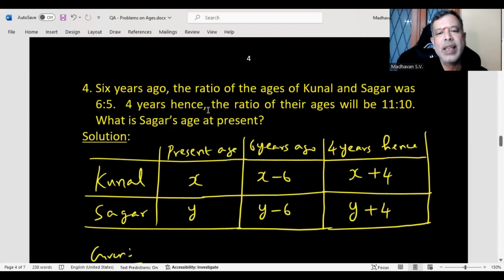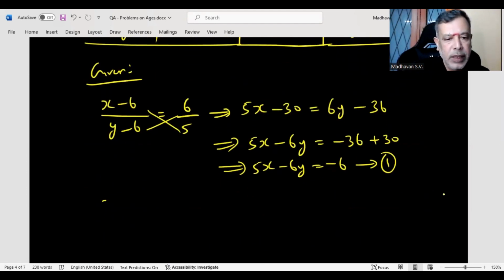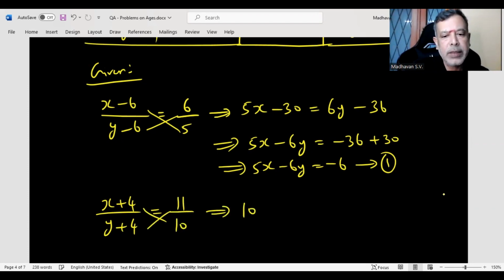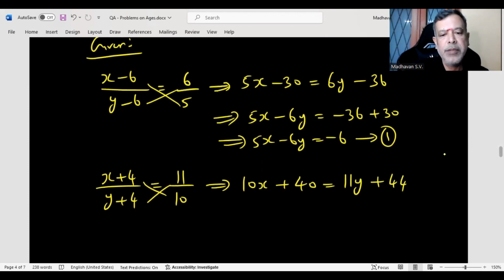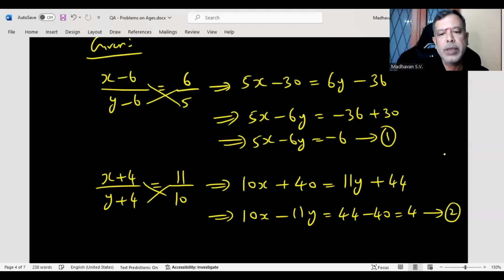Keep it as equation 1. Then they say 4 years hence the ratio of the ages will be 11:10. So given x plus 4 by y plus 4 is 11 by 10. Again, cross multiplying, we get 10 into x, 4 into 10 is equal to 11 into y, 4 into 11. So further simplifying this, we get 10x minus 11y is equal to 44 minus 40, which is 4. Consider this as equation 2.